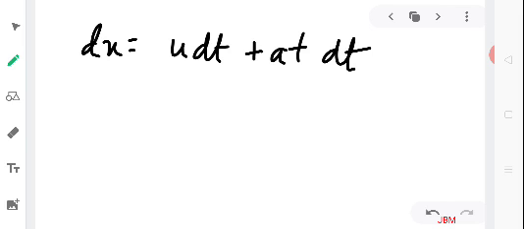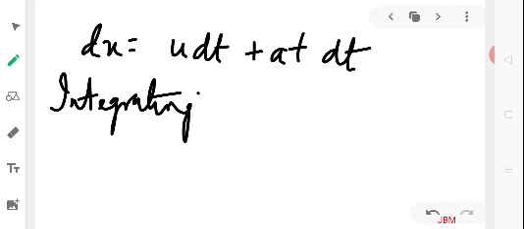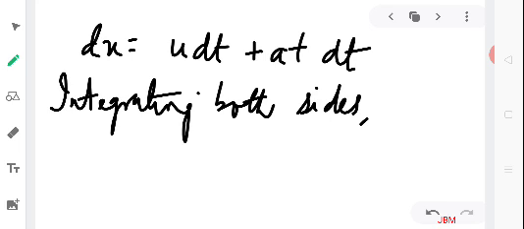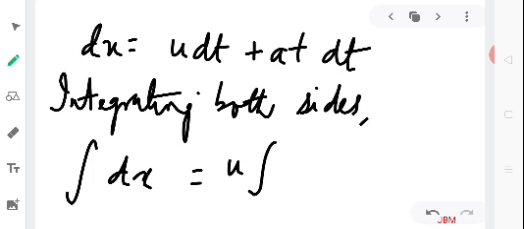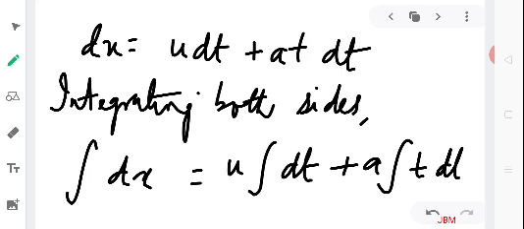Okay, now integrating both sides. On one side you are having integral dx, that is equal to, I am keeping the constant terms outside, so you will get u integral dt plus a integral t dt.